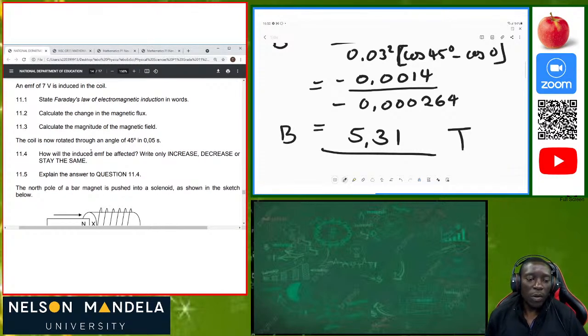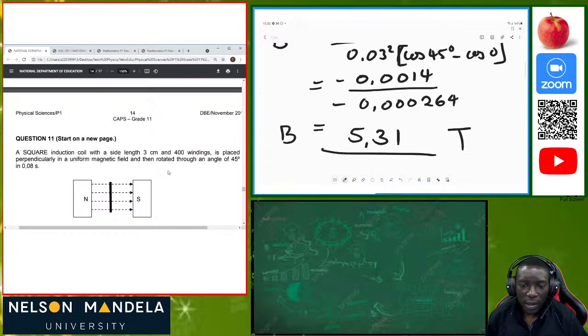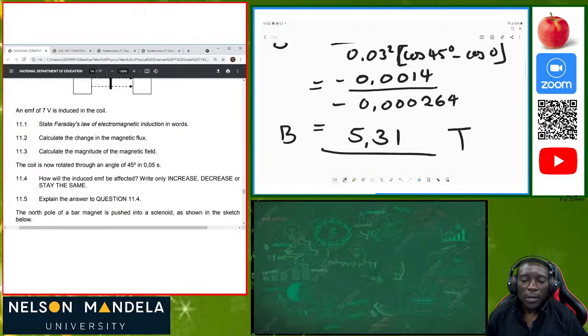The next part says, how will the induced EMF be affected? Write only increase, decrease, or stay the same, if the coil is now rotated through an angle of 45 degrees in 0.05 seconds. So we have changed the rate of change of flux linkage. In other words, for the same angle, but over a shorter space of time. Am I right? Yeah. So do we say increase, decrease, or stay the same?